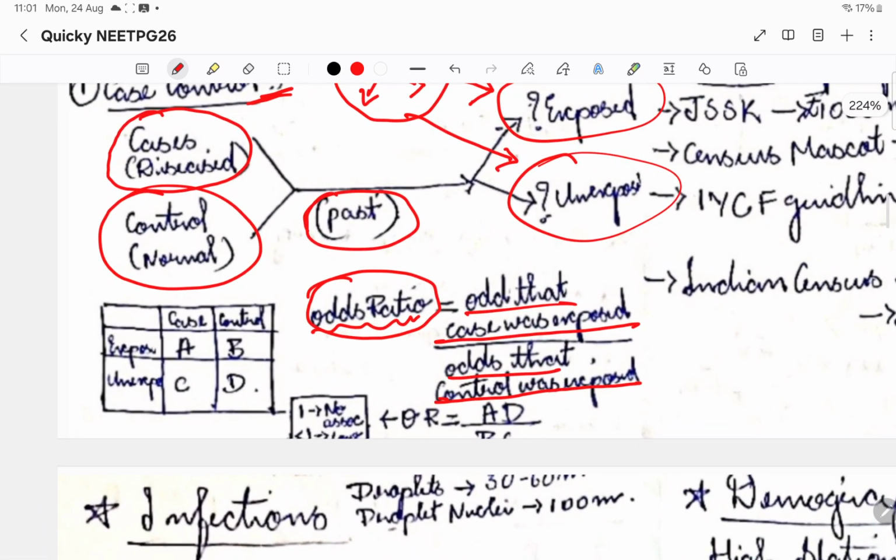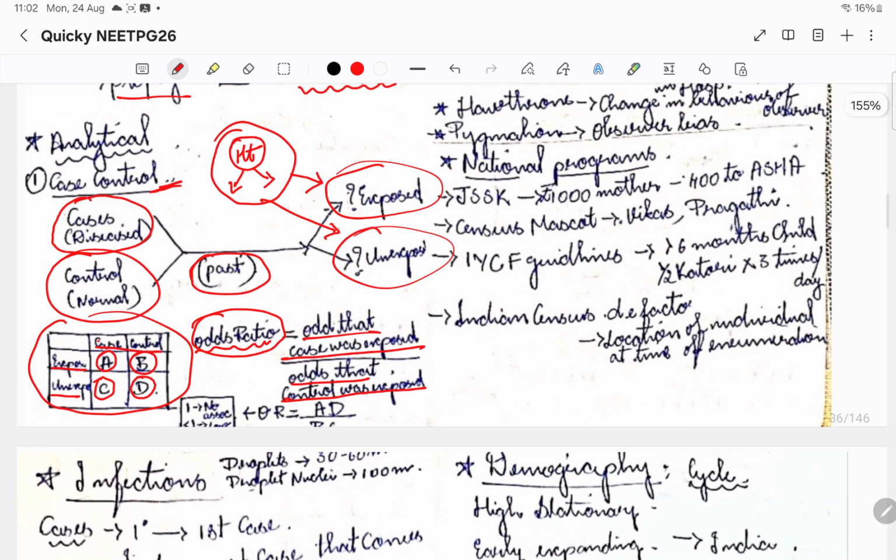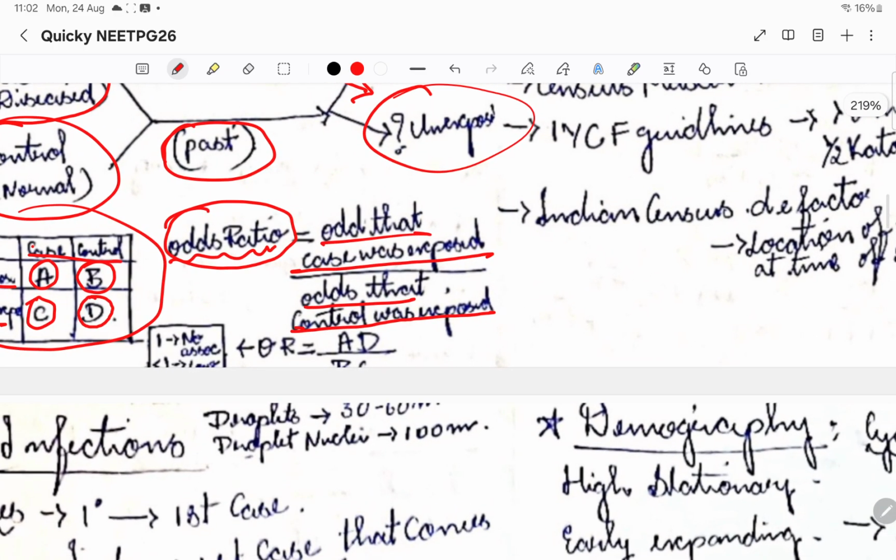This is what the table looks like. Case and control will be on top, and exposed and unexposed will be on the side. Exposed and developed disease, a case, is A. Then exposed and a control, meaning he has not developed the disease, is B. Then unexposed case, and unexposed control. This is how we divide, and the thing I want you to remember is AD by BC. AD by BC will give you the odds ratio.